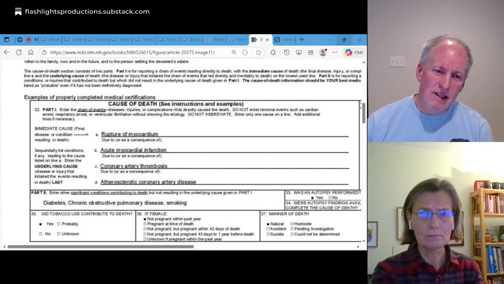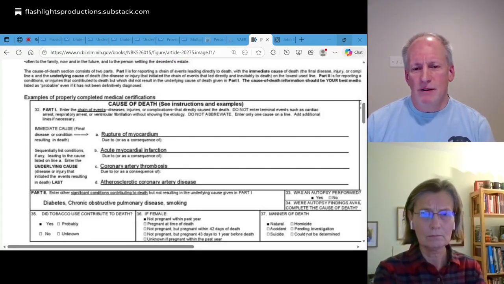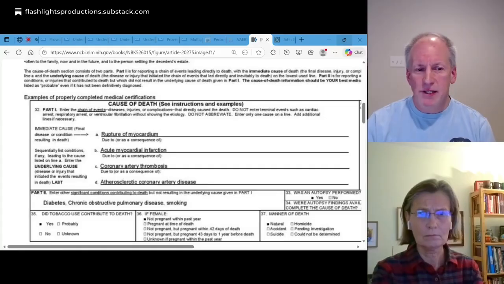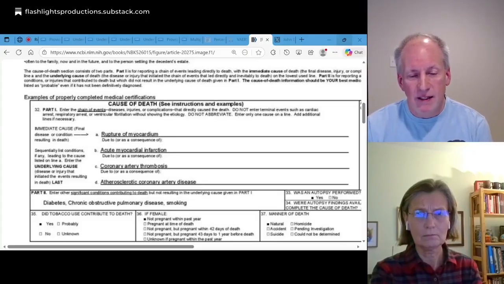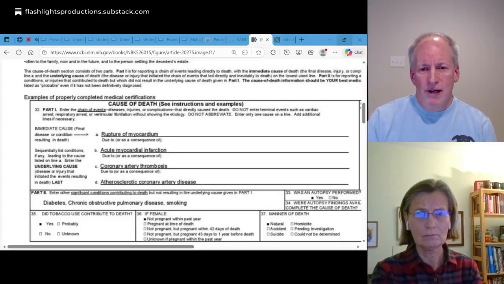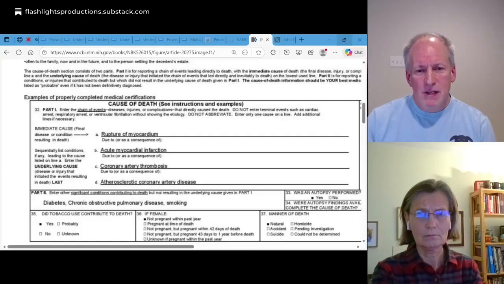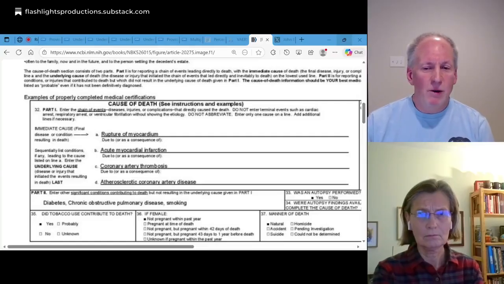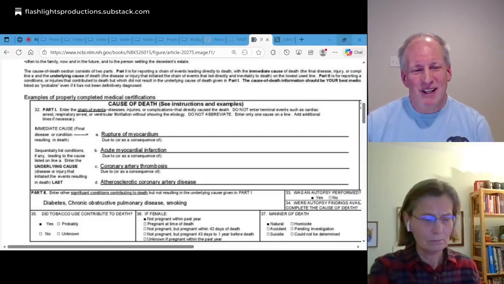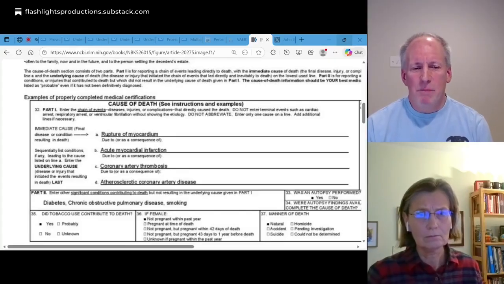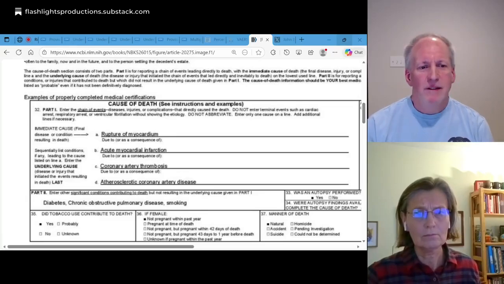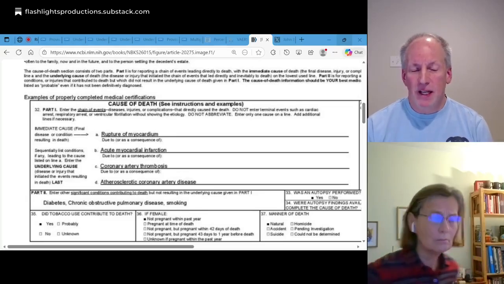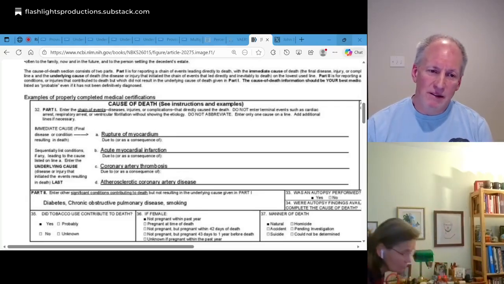The B, C, and D are not always filled out. So it could be just A and B with nothing in C and D, or it could be A, B, C with nothing in D, or it could just be A. The last one going down is called the UCoD, or it's supposed to be, if they fill it out properly, the last one in part one. So if C is the last one, that would be the UCoD, ideally.